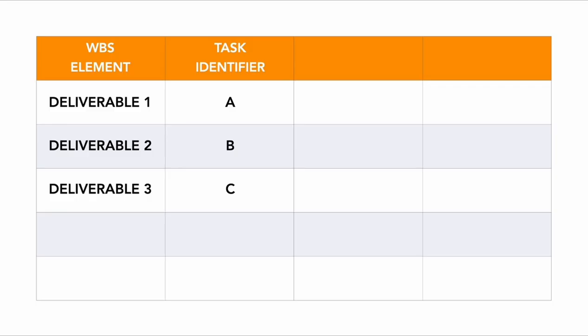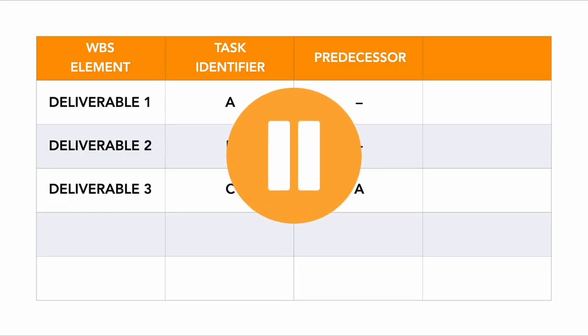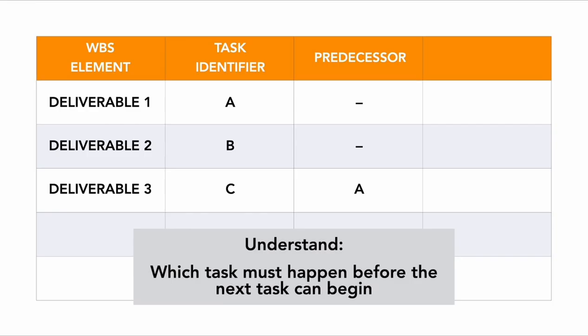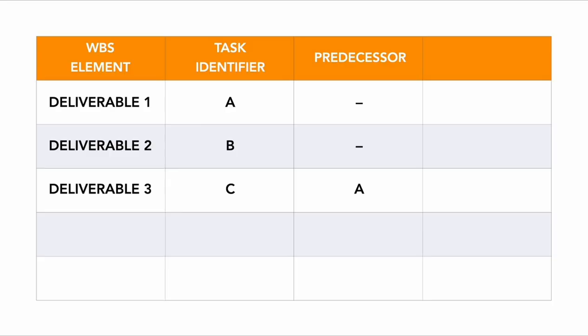And then the next step we will do, once we have laid out the table, we need 4 columns, by the way, is we will now identify the predecessor of the previous task. So when you pause for a moment and think about it, what we're going to do here is try to understand which task must happen before the next task can begin. That's what we mean by interdependency between tasks.